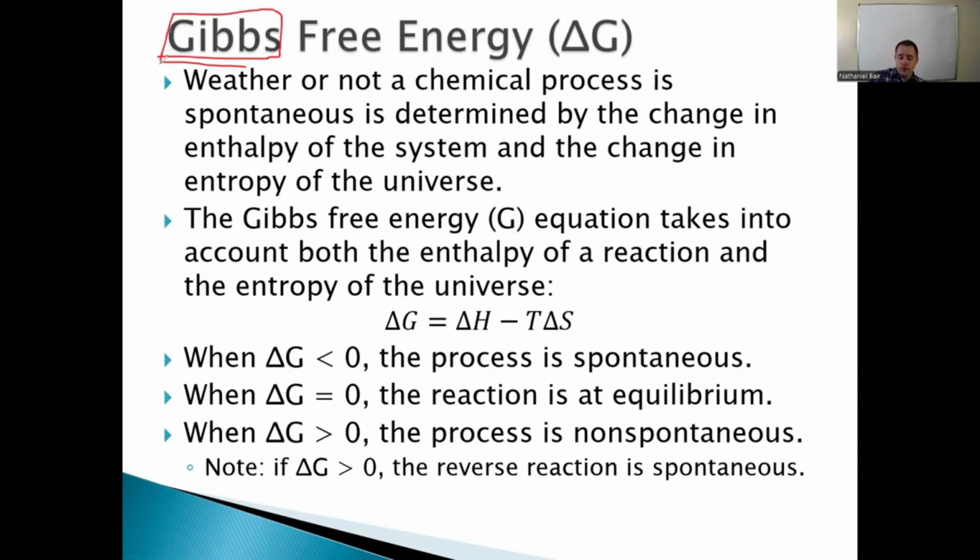Now, we do have a formula that if you know the enthalpy and you know the entropy, you can get the Gibbs free energy and determine the spontaneity. But at first, oh, and it's right here. Okay, we'll talk about that in a second. But at first, let's just define Gibbs free energy.